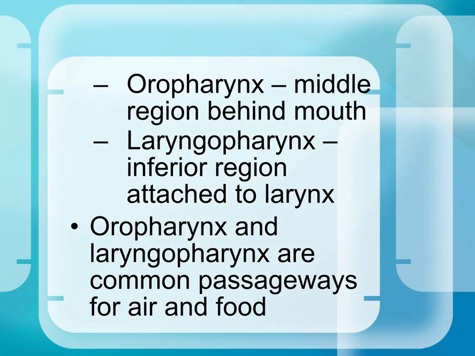Just below that is the oropharynx, which is the space behind the mouth. That's where it gets the name, oro meaning the mouth. Then below that is the laryngopharynx, which is the area just above or attached to the larynx. Remember that the oropharynx and the laryngopharynx are not only a passage for air, but also a passage for food and water.